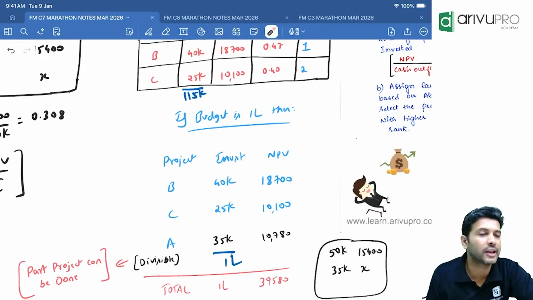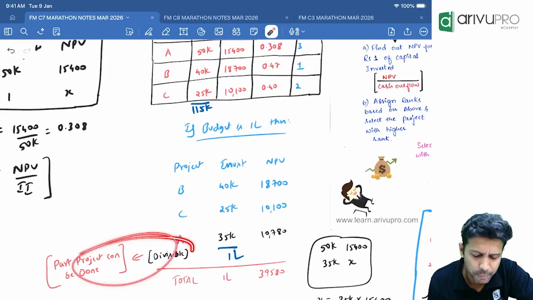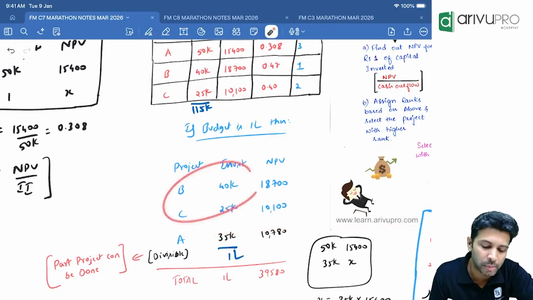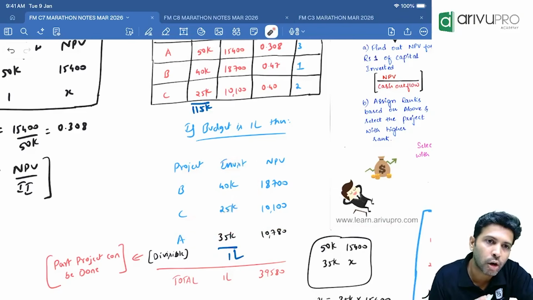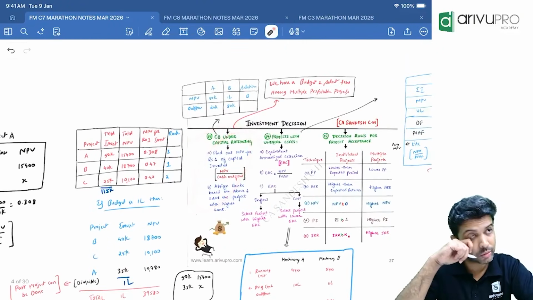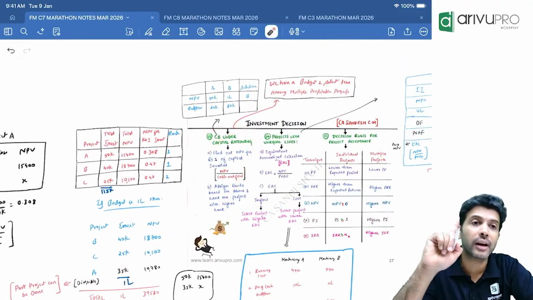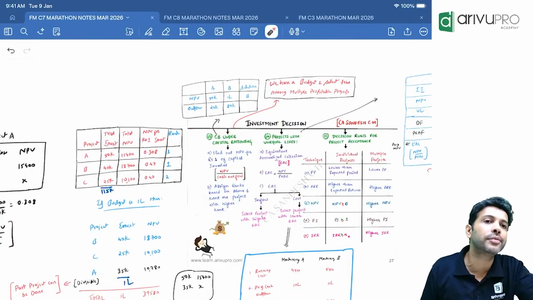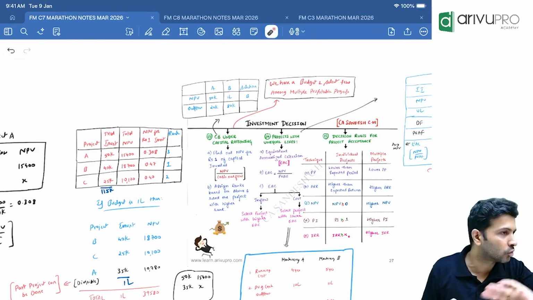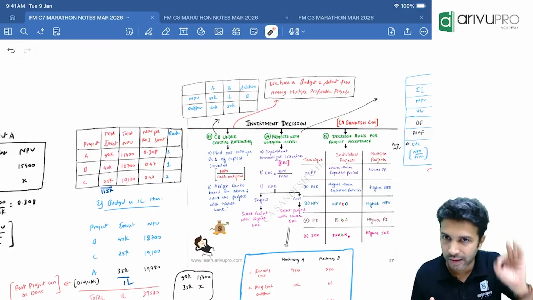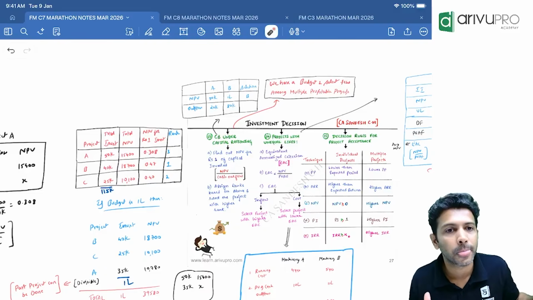This is a selection rule. Usually in the question they say projects are divisible. If they say projects are not divisible, then A, cut it off. You will only be able to do B and C, that combination. This scenario is a special case. We call it capital budgeting under capital rationing. You will do this 1 rupee investment approach only if the question specifies. Otherwise, no need to do this capital rationing case. Only if the question specifies.